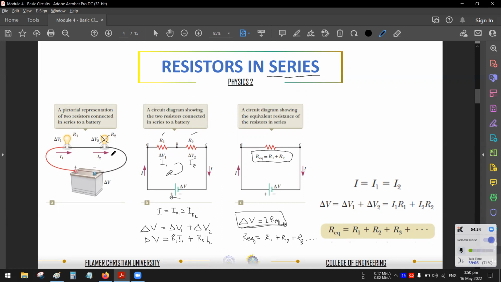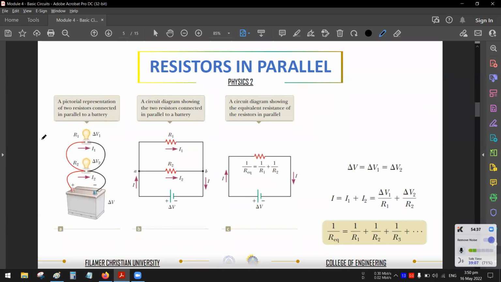But in parallel, here is the parallel. Okay? So let's consider these two load resistors. We have two light bulbs here. If this one breaks, this one will still light, right? Because they are not in series, they are in parallel. So the circuit is still connected here. Okay? It is still connected. This is the advantage of parallel over series.